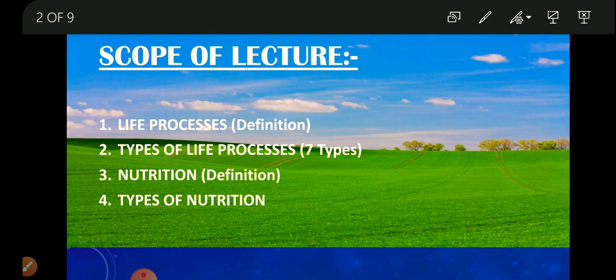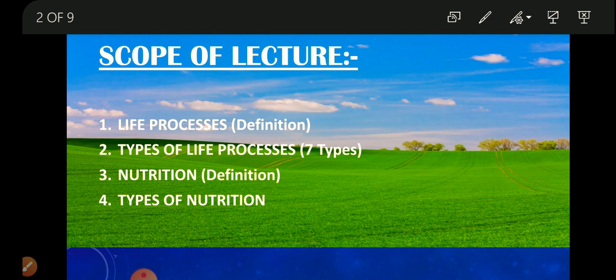In scope of syllabus, you can see in this particular lecture we would be dealing with life processes definition. Second would be type of life processes. There are 7 major types of life processes. We would get to know what are all those 7 types. We also have a mnemonic so that you can remember all the 7 types of life processes. I would be telling you further about it in this video.